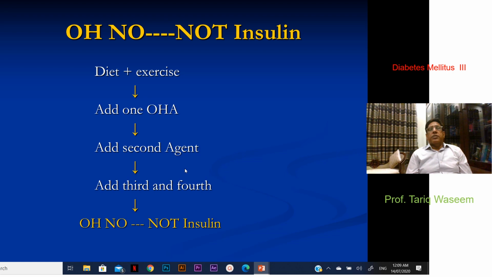This is the typical response: "Insulin, no no no no, not insulin, give something else, do whatever, but not insulin." Right, so what we do, as we already described, we start with diet, we start with the exercise program, we add one oral hypoglycemic agent, we add another agent, we add another agent, but still the target is not achieved, glycemic control is not optimal. But if you suggest insulin, there is still sometimes a lot of inertia on the part of the physician or the patient, and they are reluctant to go to insulin.